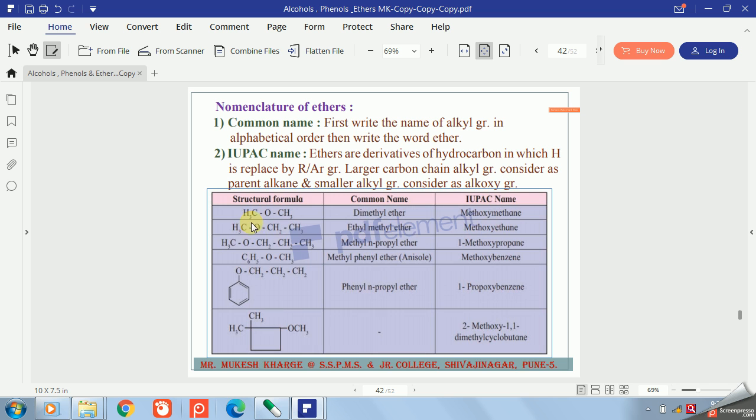Okay, now one group is CH3, another group is C2H5. So CH3 means methyl, C2H5 means ethyl. Arrange them in their alphabetical order, so common name becomes ethyl methyl ether.